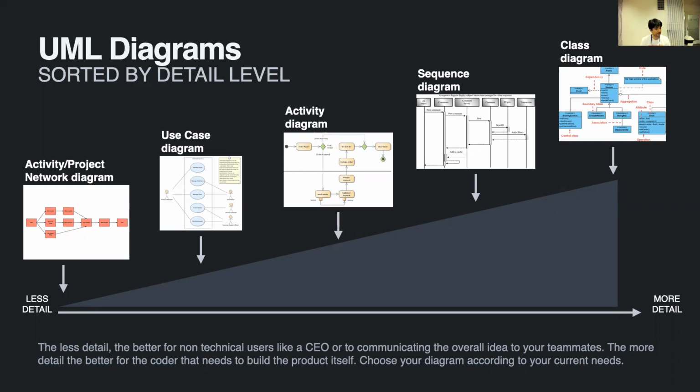Now that we're speaking about diagrams, it's time to sort out the confusion. You can see that in the least detail, we have one called activity network diagram, also called project network diagram. And in the middle, we have something called activity diagram. Yeah, welcome to the world of project management, where we are supposed to organize information.